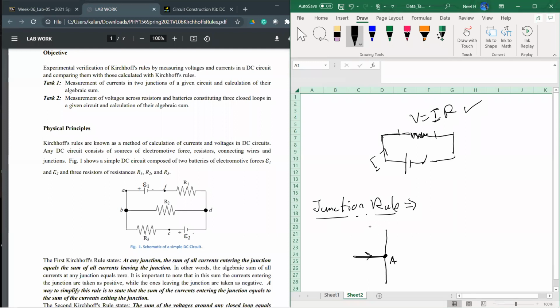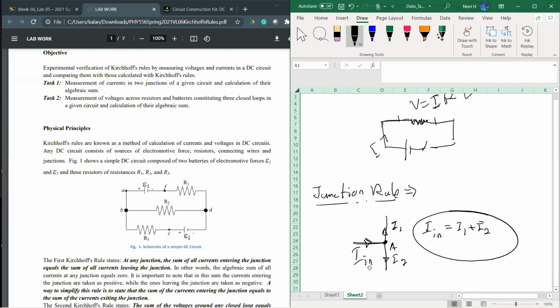If current I in is coming into point A, then at point A it is going to be divided into I1 in this direction and I2 in that direction. So we can simply say I in should be equal to I1 plus I2, right? That's the idea of the junction rule. Technically, whatever comes in should go away. That's a very simple idea, like a water connector. It's equally valid for current, water, or any other flow.